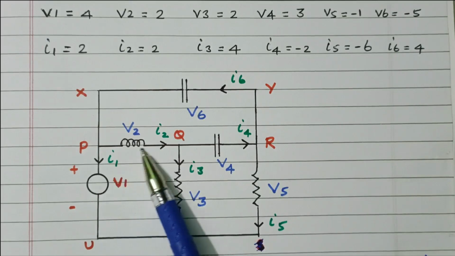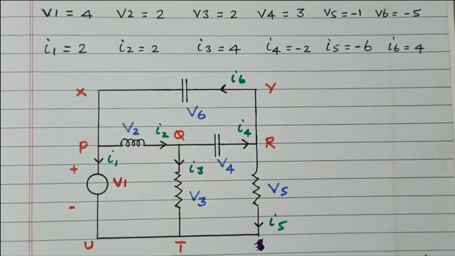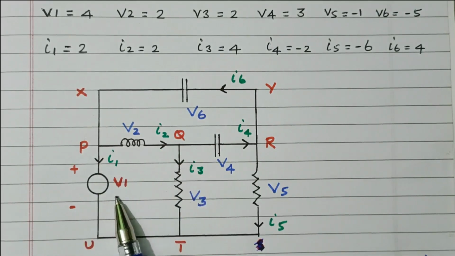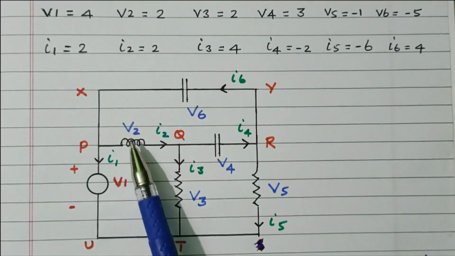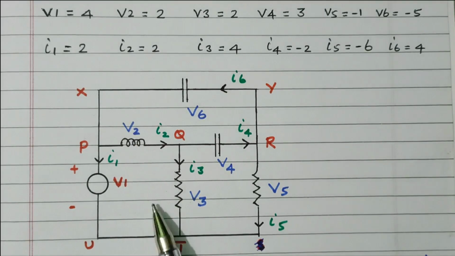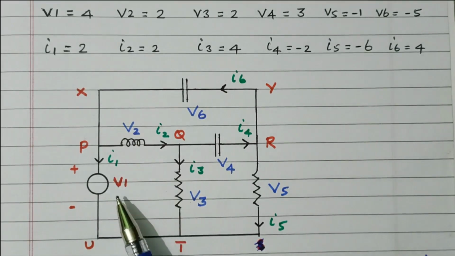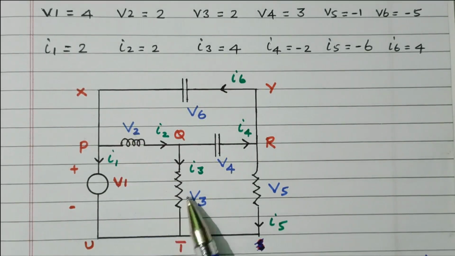Now we will verify. First we will verify the voltage. First we will take this loop, PQTUP. In this loop, V1 equals V2 plus V3. The voltage we apply is the voltage drop across the element. So we will check later. First we will analyze the circuit. V1 equals V2 plus V3.